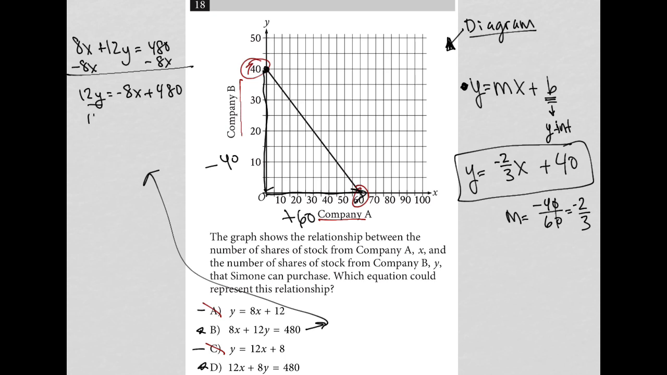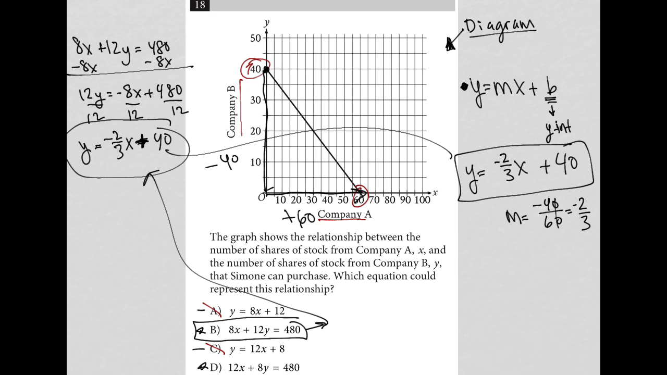And then I can divide everything by 12, leaving me with y equals, 4 goes into both, this will be negative 2/3 x, so that looks good. And then 480 divided by 12 is 40, so this would be plus, not equals, plus 40. So that's exactly what I had here. So I'm pretty confident that choice B is the correct answer.